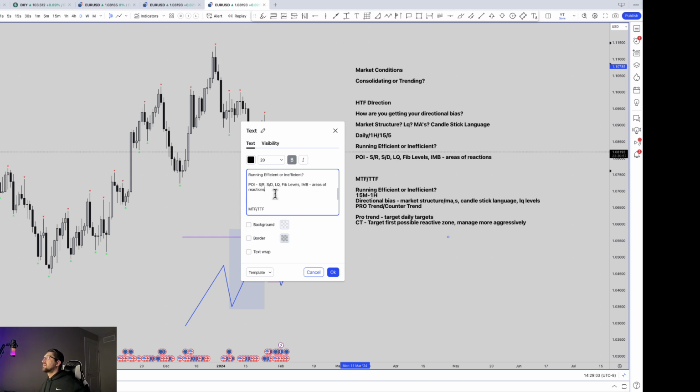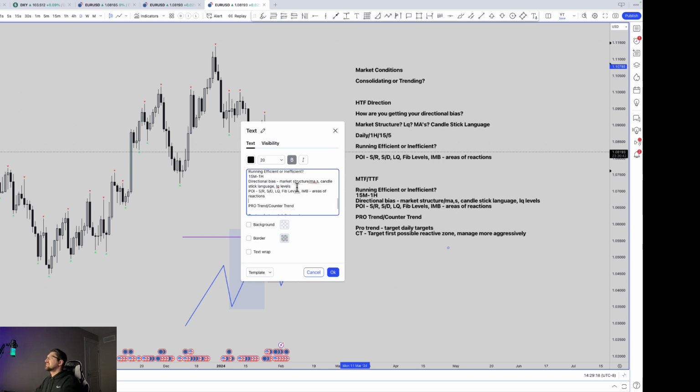For the middle time frame, it's going to be the exact same thing. Yeah, I might have did this a little backwards, but that's okay. For the middle time frame, it's going to be the exact same thing.